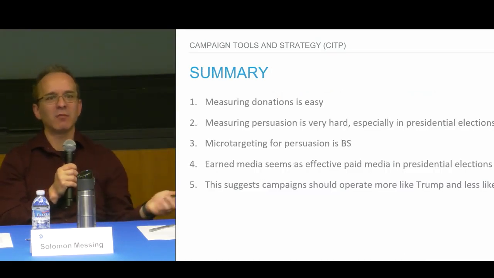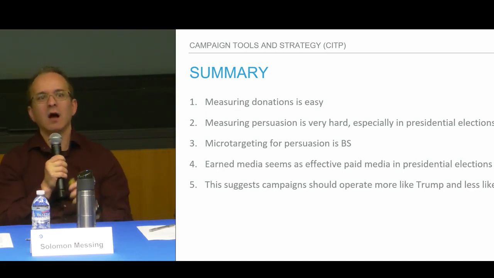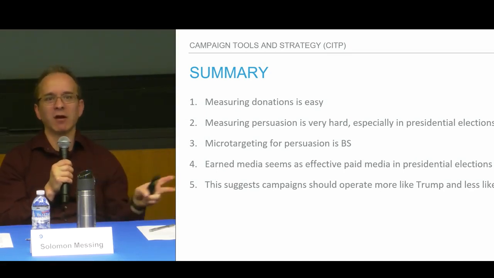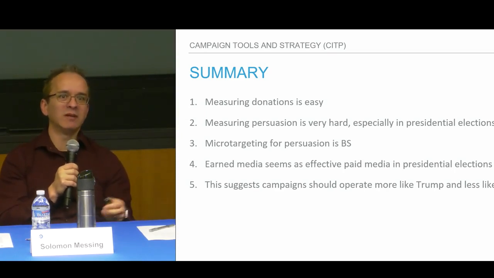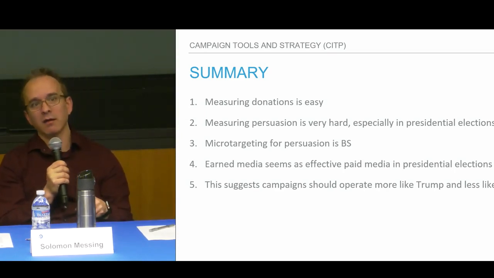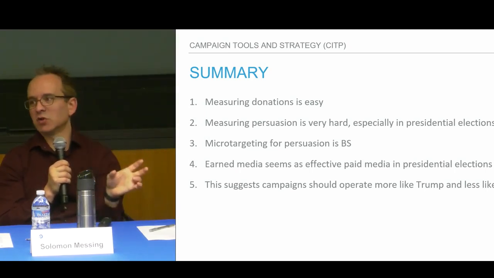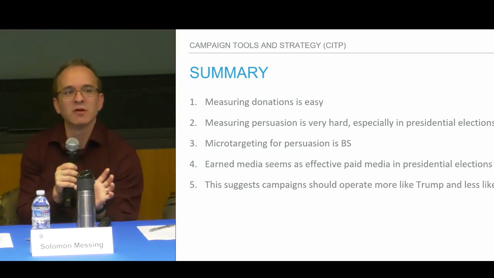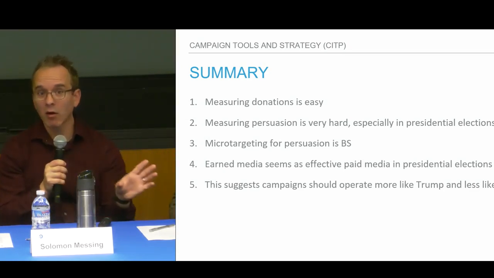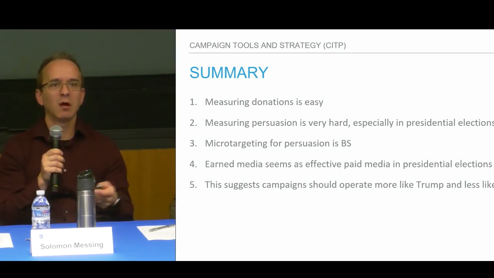Okay, to sum things up, measuring donations is relatively easy, it's not easy. Measuring persuasion is very, very hard, especially in presidential elections. Micro-targeting for persuasion is probably not a thing. In fact, one of my co-authors on this study, Alex Coppock, has research suggesting that there are essentially no heterogeneous treatment effects in persuasion at all. You should read that work. It's published in Science Advances. It's a good paper.